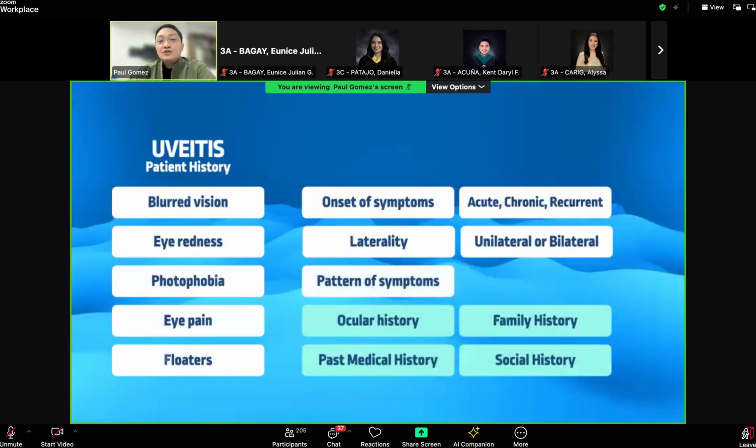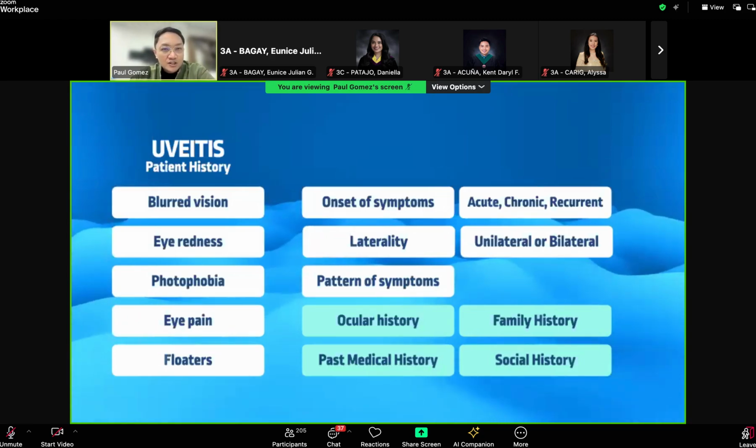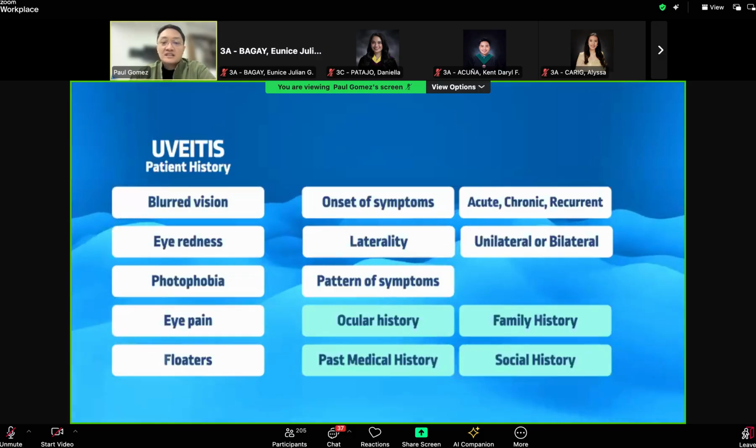And also, you have to look at the other pertinent histories of the patient. So for the ocular history, did the patient have any prior surgeries sa mata, prior eye trauma, spectacle use? Nakapagpatingin na ba siya sa ibang doktor sa mata? Meron ba siyang mga pinapatak na gamot na para sa mata? You have to look into the ocular history.